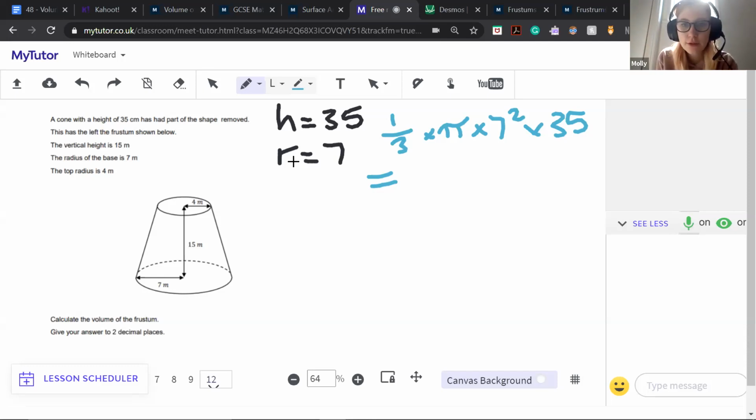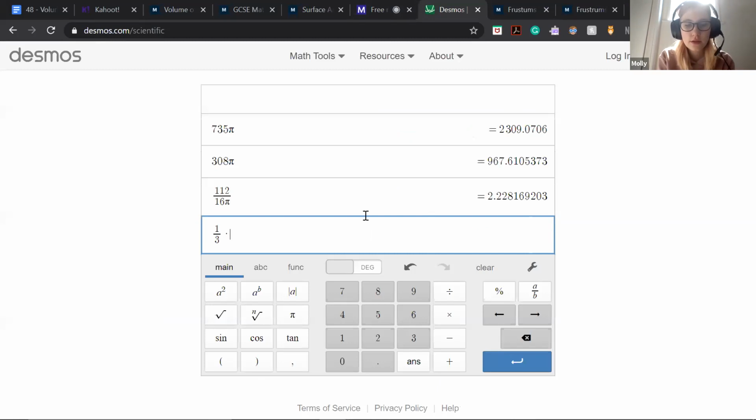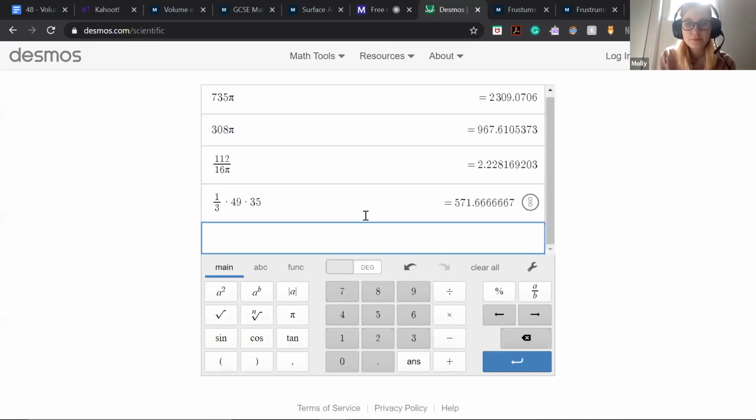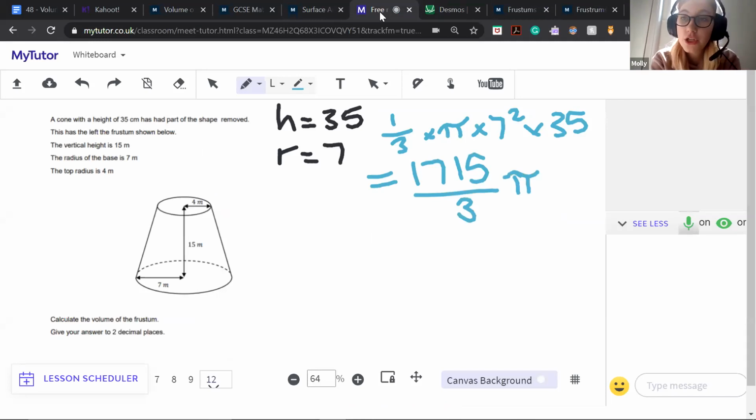So for example, here I'm just going to do 1/3 times 7 squared times 35. Aha, I still get some horrible decimals, don't I? But I could put it as a fraction: 1715 over 3. So we've got that. That's the volume of the large cone.